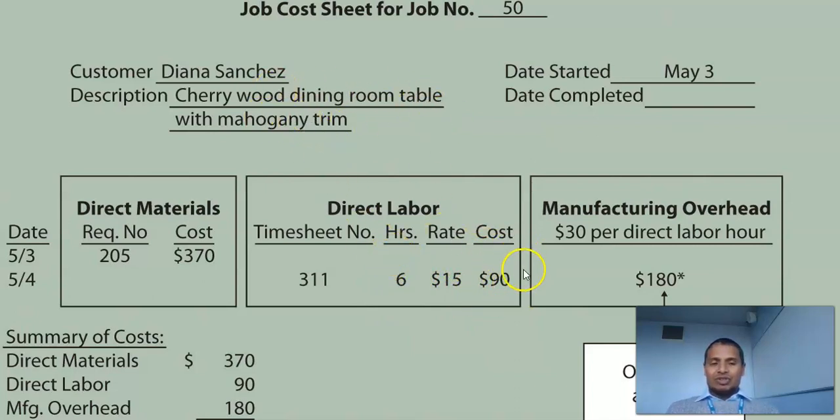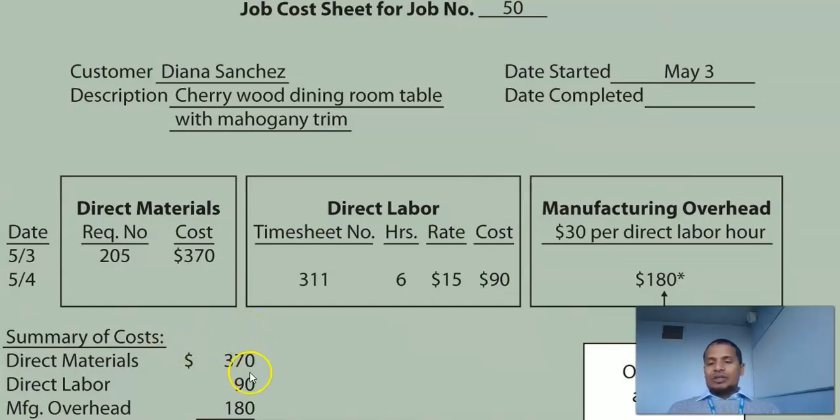And then what's the labor cost in total, and also manufacturing overhead, $30 or 30 pounds per direct labor hour. So this overhead cost has been determined based on labor time. So 6 hours of labor, at 30 per labor hour, is the overhead. So overhead is being calculated based on labor hours, and that's why we need to maintain appropriate records of our labor time.